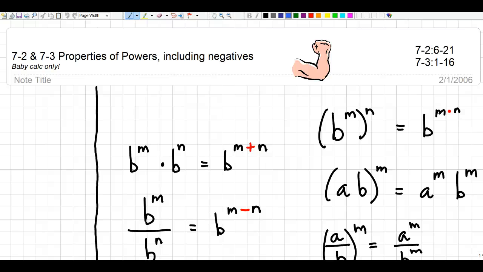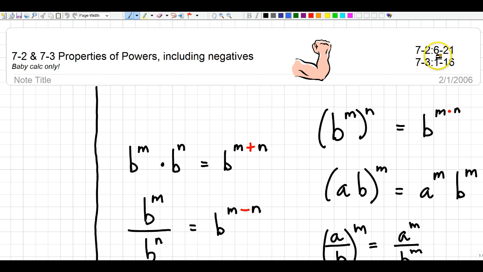This video is for Advanced Algebra. Lessons 7.2 and 7.3 are going to be combined in this video. 7.2 talks about properties of powers. 7.3 talks about properties of powers with negative values or negative numbers. So for this video, I'm combining the two lessons together so that we can talk about all the properties of powers at the same time.